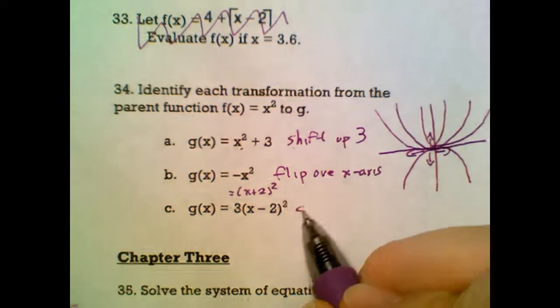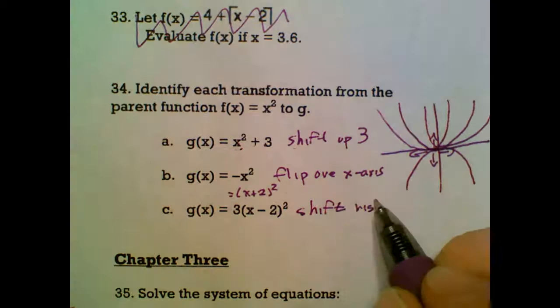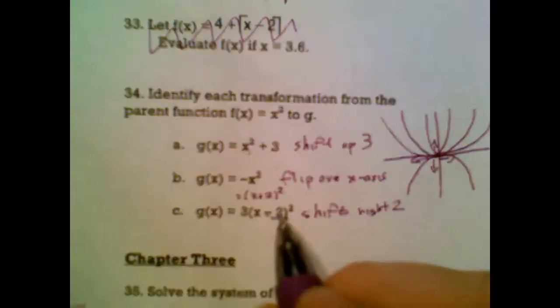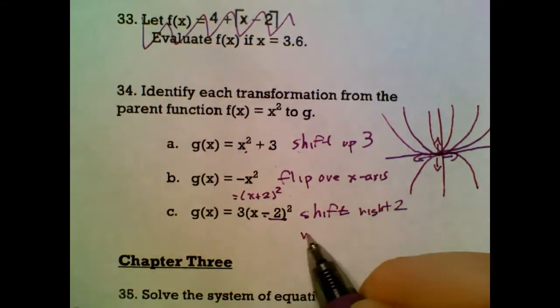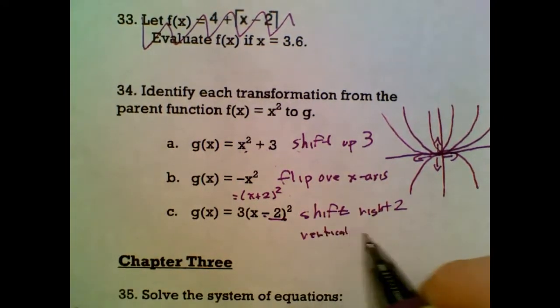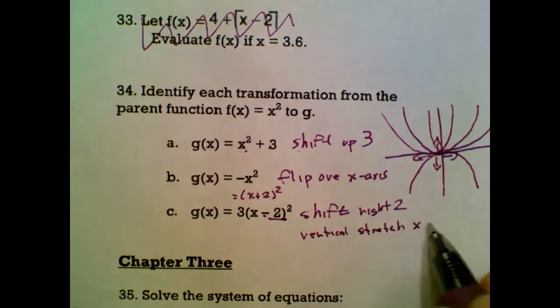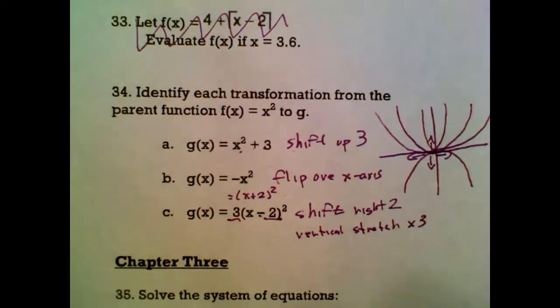You would say shift right 2. That's from that. I know it's negative, but it's right. It's the opposite of what you would expect for when it's inside the parentheses. And vertical stretch by a factor of 3. That's from that right there. Okay, so that's this one.